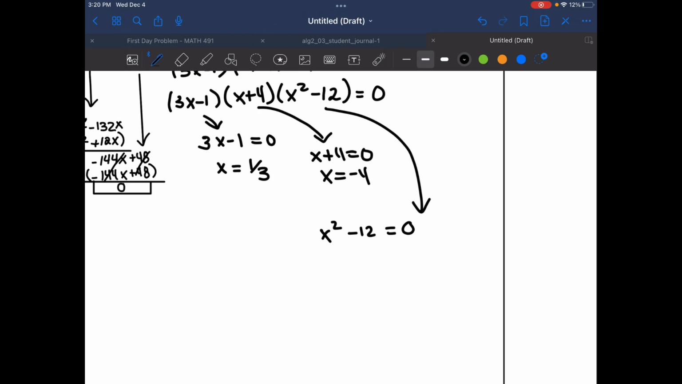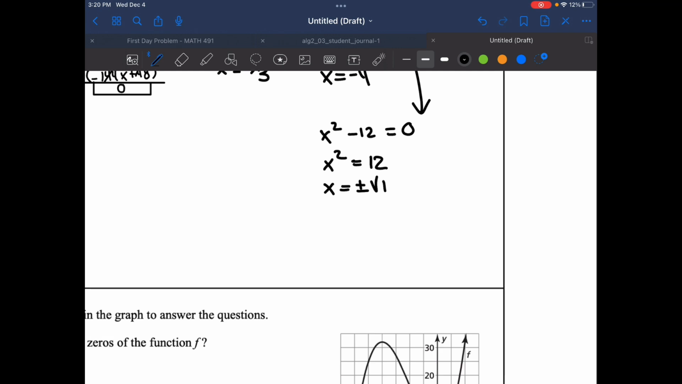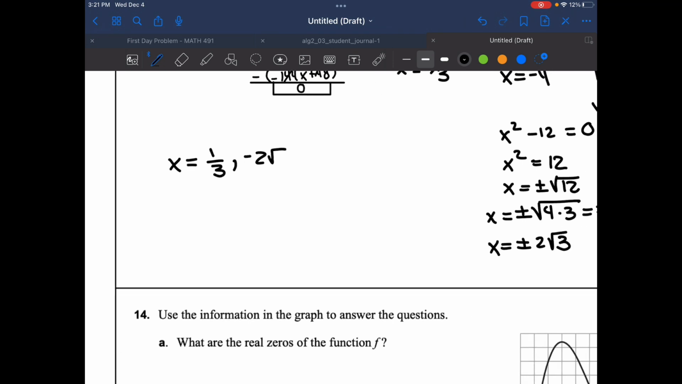I'm going to solve this one by square roots. So I'm going to add 12 to the other side. I'm going to take the square root of both sides. And I'm going to simplify this radical. So remember, this is going to be plus or minus. This is going to be 2, or let's do 3 and 4. So 4 times 3, okay, which is going to be plus or minus root 4 and root 3, which is going to be plus or minus 2 root 3. So we really have three solutions. We have x equals 1/3, negative 2 root 3, and positive 2 root 3.